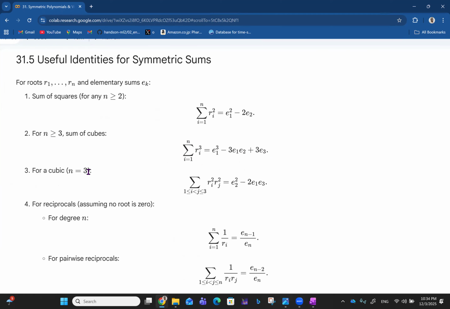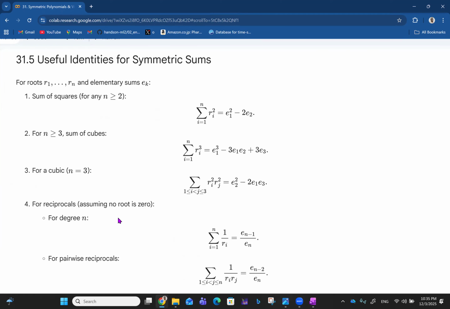Then for a cubic, which is n equals 3 now, we have the summation over 1 ≤ i < j ≤ 3 of Ri squared Rj squared, and that is equal to E2 squared minus 2 E1 E3.